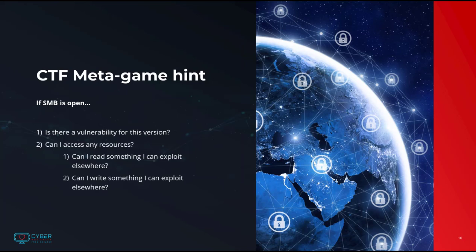If you see SMB available on a system and you're doing a CTF challenge, there's really two questions that you should ask. The first is, is there a vulnerability for this particular version? And often, if it's an easy system, you'll have a simple exploit that allows you to get system access. And if you don't have that vulnerability available, often the challenge creator will expect you to access some resource that can be read to exploit elsewhere, or you can write something to exploit elsewhere.